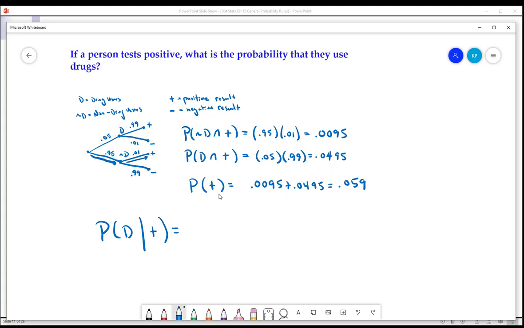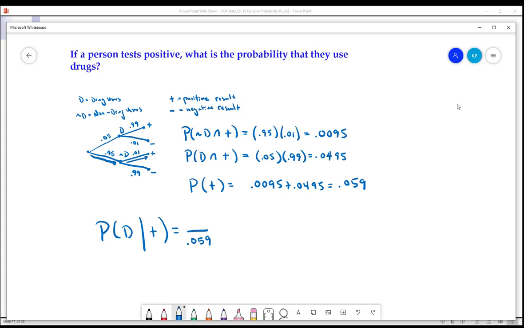So the probability that they test positive is the probability that they don't do drugs and test positive, or that they do drugs and test positive, which means we add those two probabilities together, which is going to give us 0.059. So that's going to become our new denominator in order for us to answer this question. So that means that our denominator is going to be 0.059.